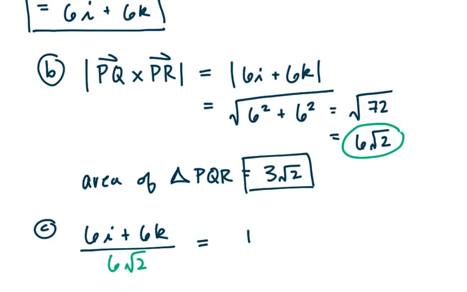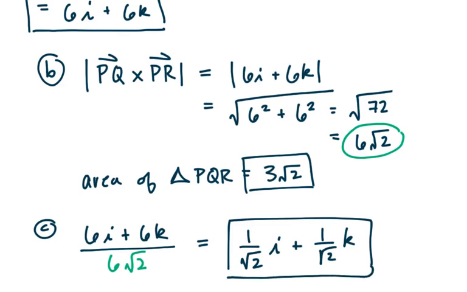So simplifying this, we'd get 1 over root 2 i plus 1 over root 2 k. And that represents a unit vector. If we have 6 of those unit vectors, that's going to represent our perpendicular vector that we found. So I hope that helps.